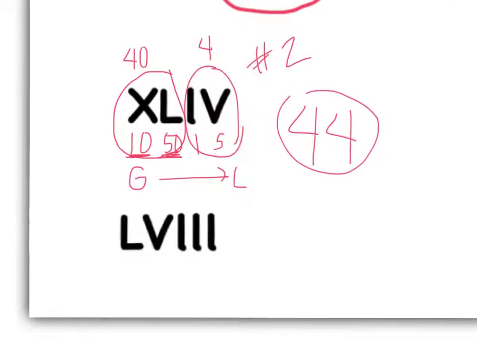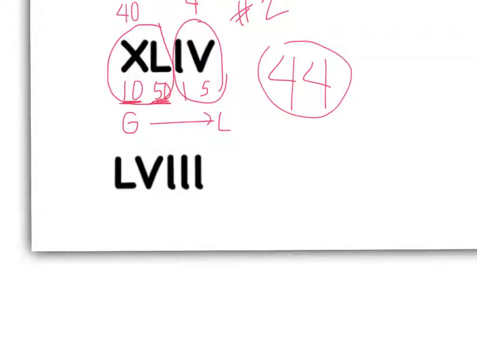All right, let's zoom out and look at the last problem. Oh my gosh, you guys are doing so good. All right, I'm going to do the exact same thing. I'm going to label them. So I know the L stands for 50, the V stands for 5, and I know each one of these I's represent 1.